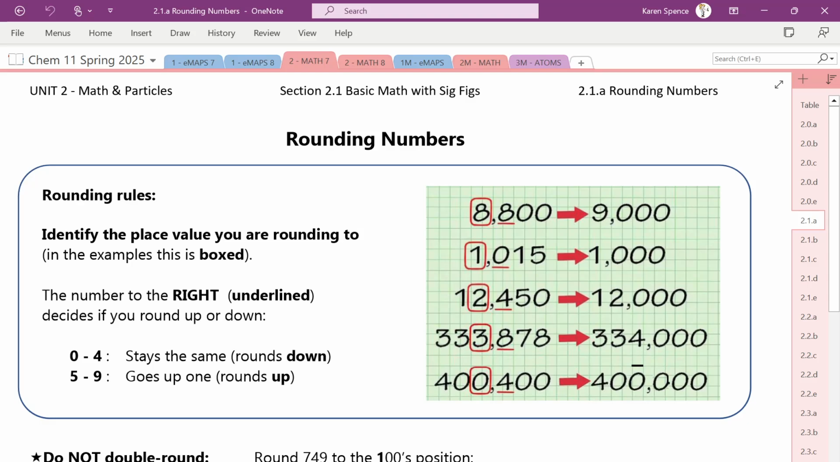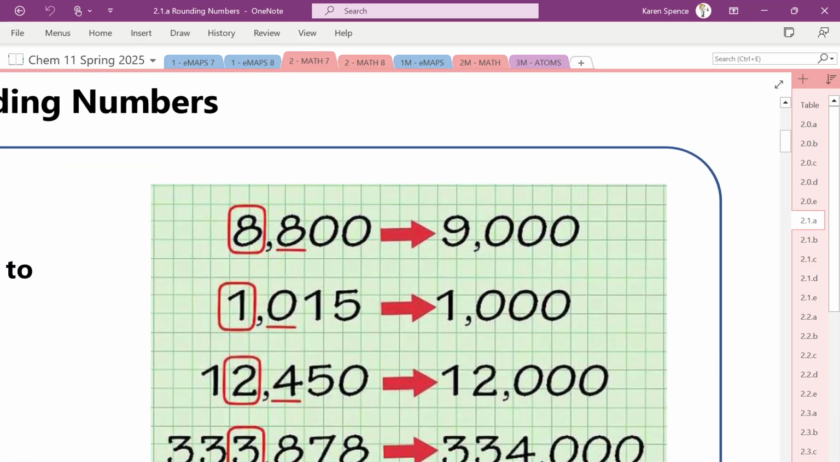All right, so here are the rounding rules. If you want to round to the number that is in the box, so say, for example, we are rounding to the thousands position, then you look at the number to the right and you say, is it greater than or equal to 5, or is it less than 5? It is greater than 5, so you would round up, okay? So that would give us a 9.